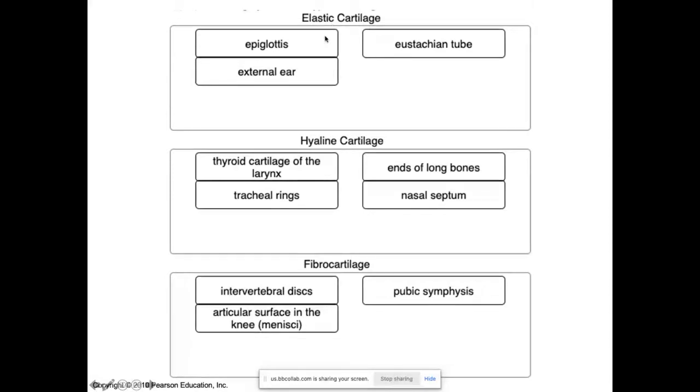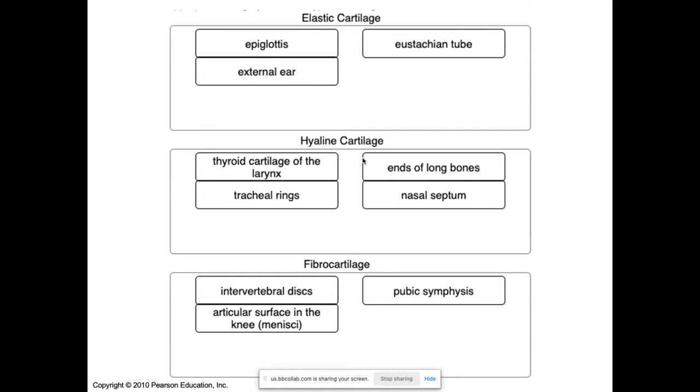Under elastic cartilage, we said the epiglottis in the throat was elastic. We said the external ear was elastic, and the eustachian tube inside the ear was elastic. Under hyaline cartilage, the end of the bones are hyaline cartilage. The nasal septum, when you do osteology, that nasal septum that's made up of the vomer and the perpendicular plate, that is hyaline cartilage.